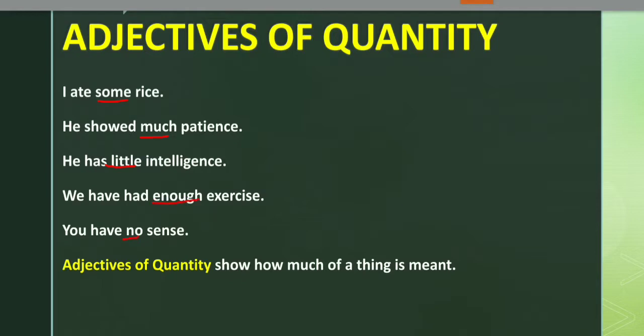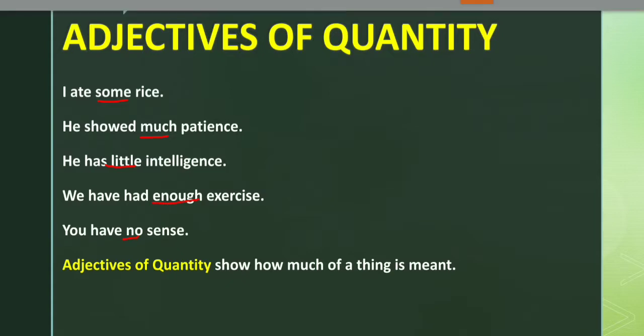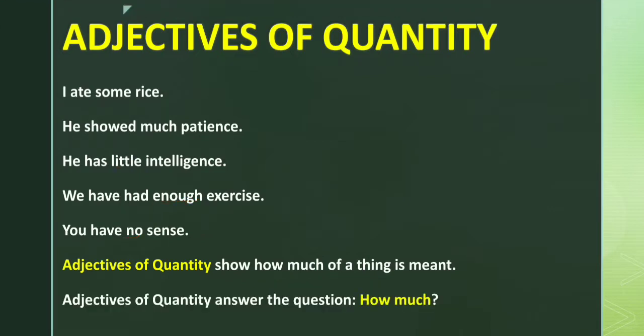So the definition will be: the adjective of quantity shows how much of a thing is meant. How much of a thing. Okay, the adjective of quantity tells how much of a thing is meant, and the adjective of quantity answers the question how much.